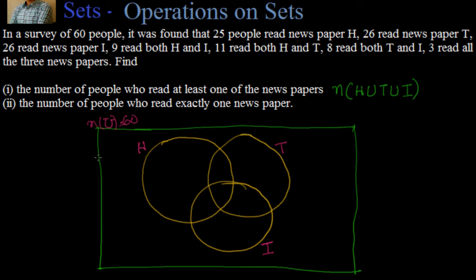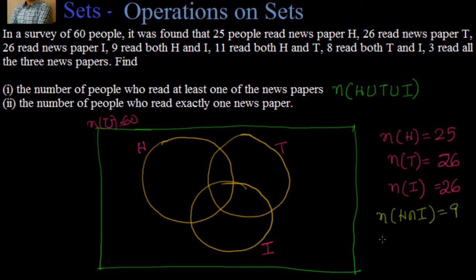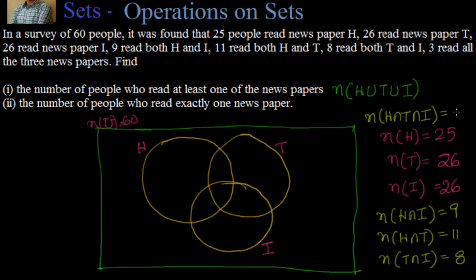It was found that 25 people read newspaper H. So can I say N of H equal to 25? Similarly, N of T is 26. 26 people read newspaper T. N of I similarly is also equal to 26. After that, 9 read both H and I. That means N of H intersection I equal to 9. Similarly, N of H intersection T is equal to 11. And one more, N of T intersection I, is equal to 8. And 3 read all 3 newspapers. What's the meaning of that? N of H intersection T intersection I equal to 3.